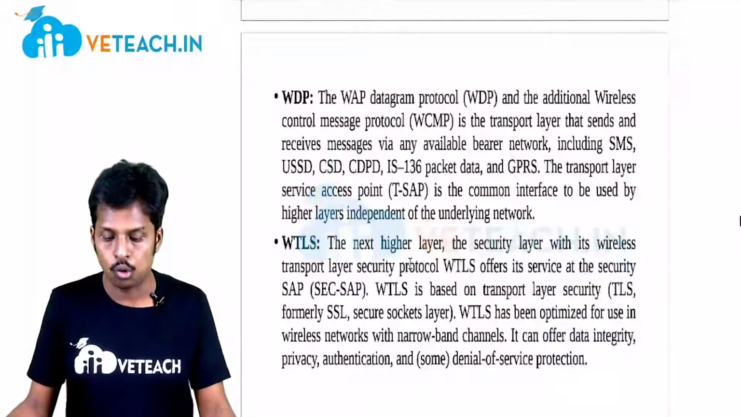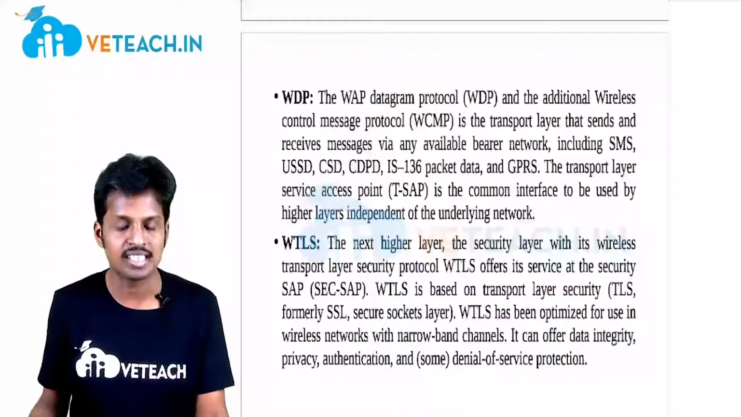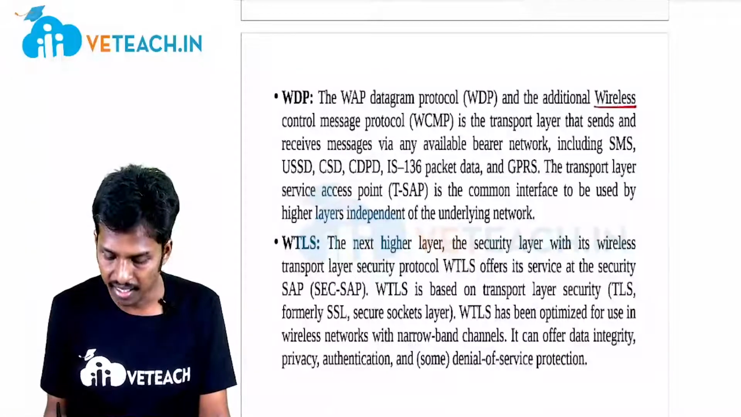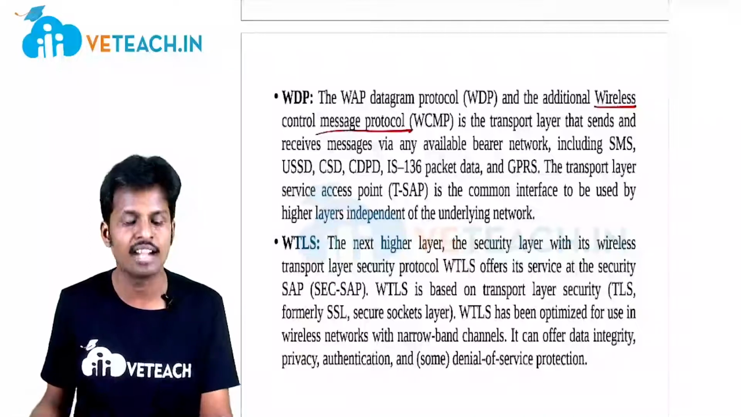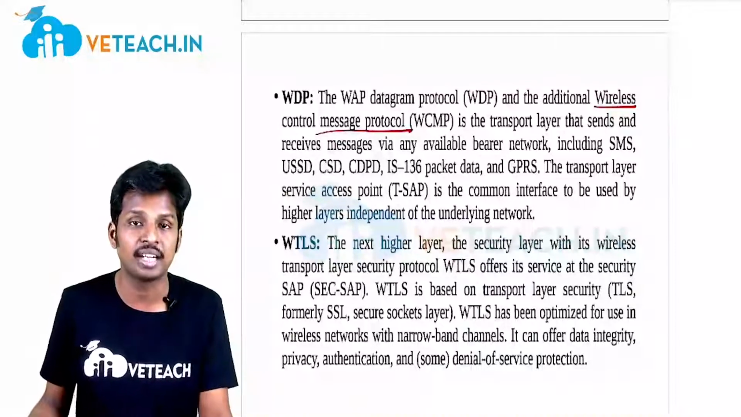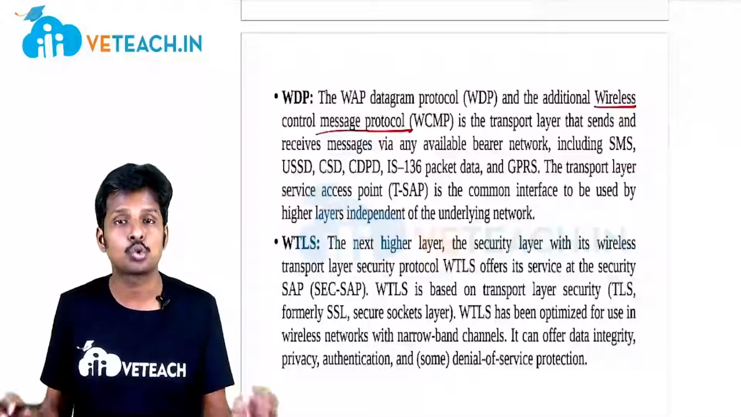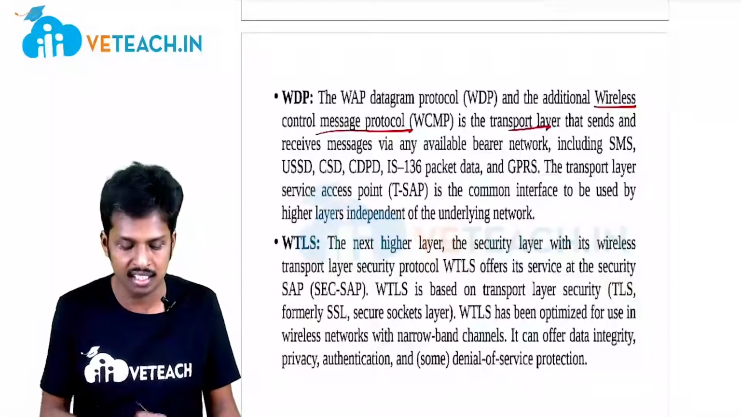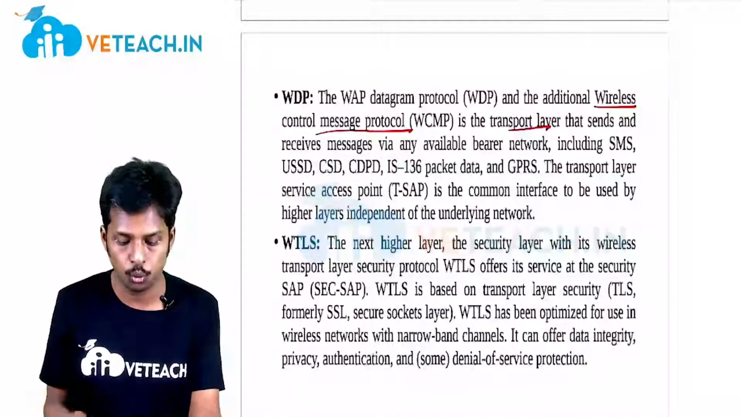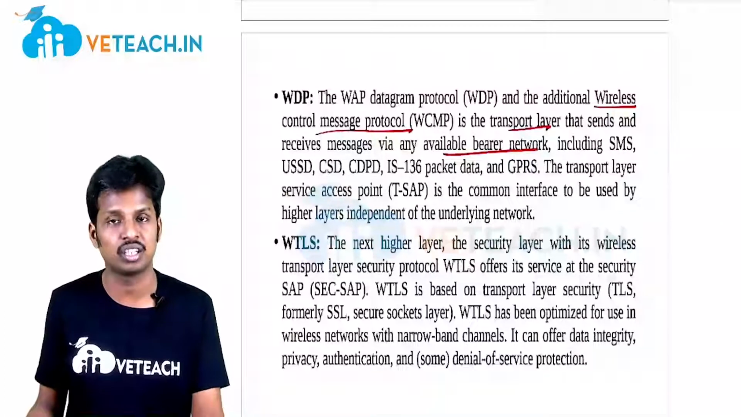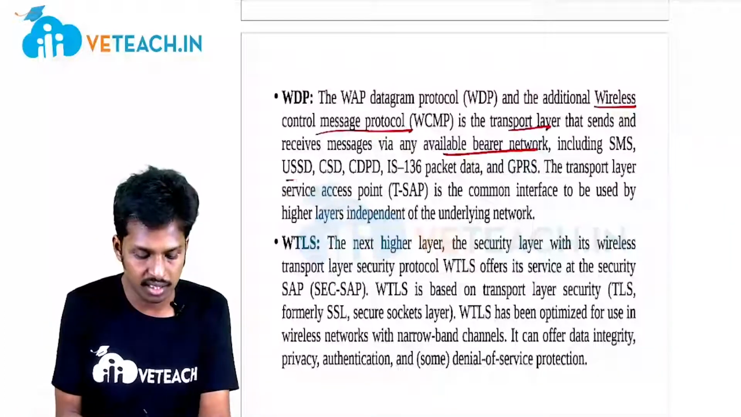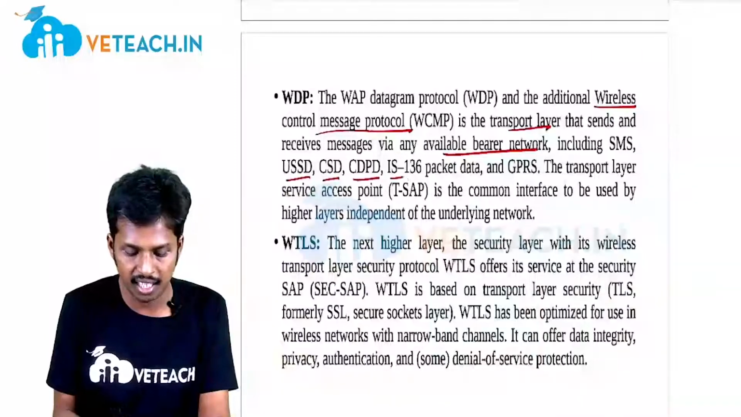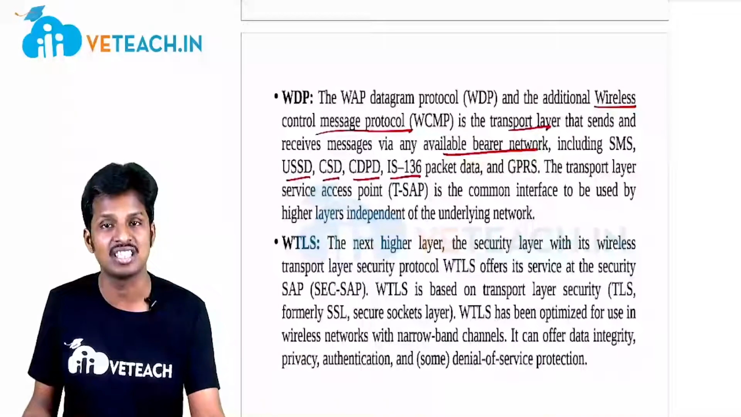WAP Datagram Protocol and the additional Wireless Control Message Protocol. These two are present in the transport layer, which sends and receives the messages via the available bearer networks, including SMS, USSD, CSD, CDPD, IS-136 packet data, and GPRS.